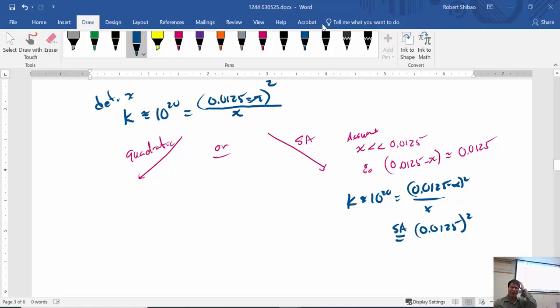Now, what about this other x? Should I ignore this other x down on the bottom? I already ignored this x. Yeah, it's not a big deal, just ignore it. Should I ignore this x?